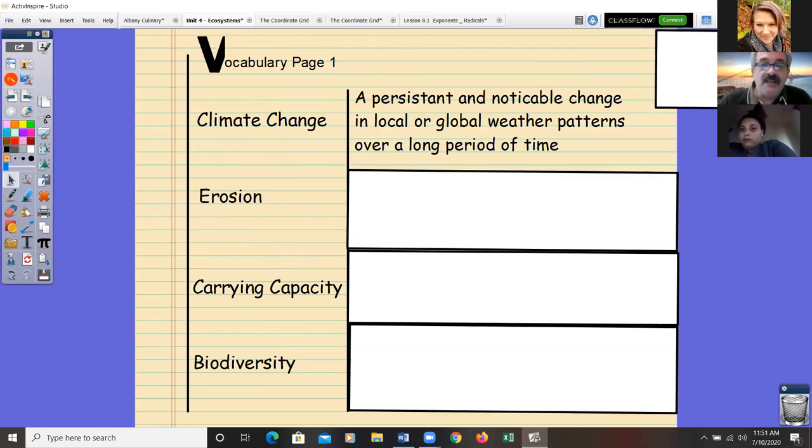So climate change is a persistent, noticeable change in local or global weather patterns over a long period of time. It's not just the weather. It's not just a couple rainy days. It's something that's going to be happening over years, over a long, long period. So that's one of the differences, and I think that's what some of our government leaders do not understand.